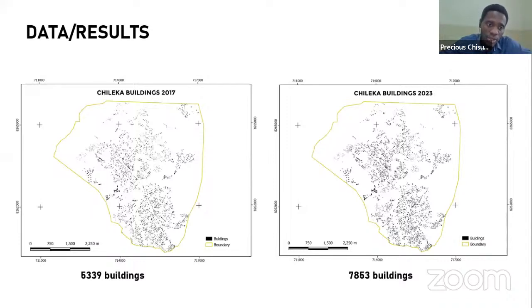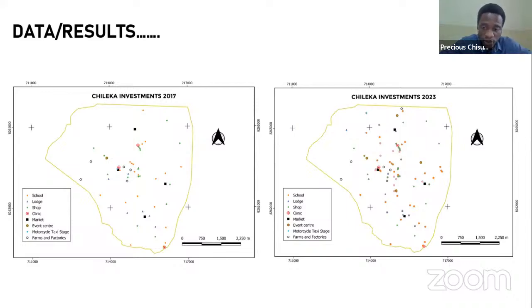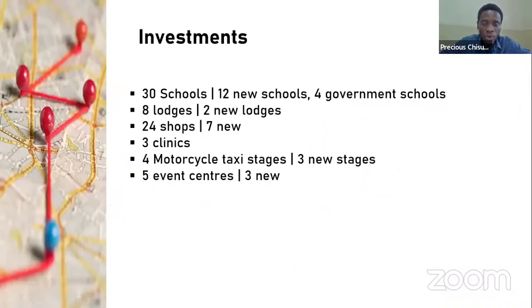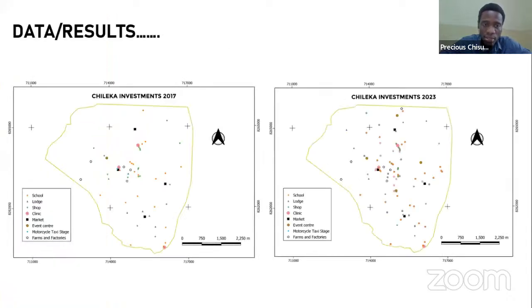For the buildings, we mapped 5,339 buildings in 2017 against 7,853 buildings in 2023, representing almost 47% growth in residential buildings. For the investments, there was also significant growth. For schools, there are now 30 schools in 2023 against 18 schools in 2017, 4 of which are government schools and 26 are private education facilities. The same for lodges: there are now 2 new lodges, 7 new shops, 3 new stages for motorcycle taxis, and for clinics, it's the same number. There are still 3 clinics from 2017 to 2023.